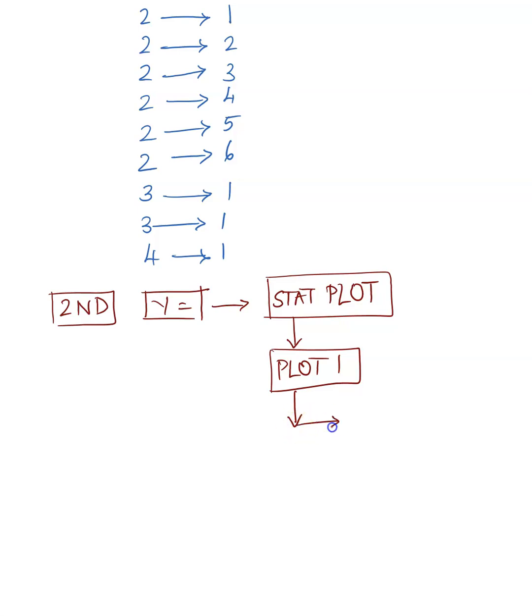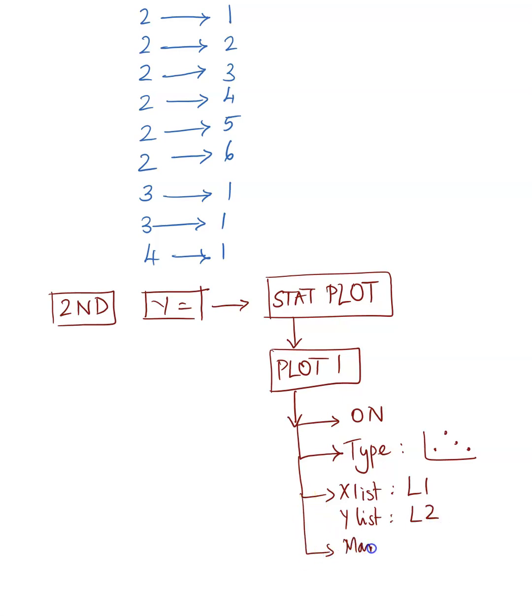Here we have to turn it on. By now it's probably on because you didn't have the need to turn it off. For type, please go to the first one, which shows dots like that. It's a scatter plot. So you want that dot thing. Then your X list is L1, Y list is L2. And mark is how you want it to appear. Do you want it to look like a square, a box, or a star? I just choose the first one, the box-like ones, because it's a little more visible. Once you got that, of course, you have to do the ZoomStat. So go to Zoom and go to number 9.